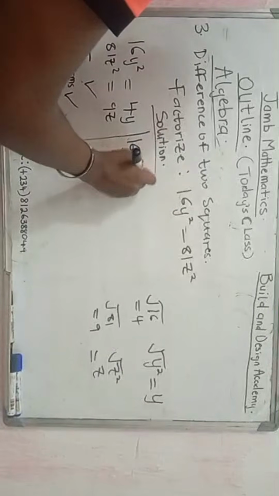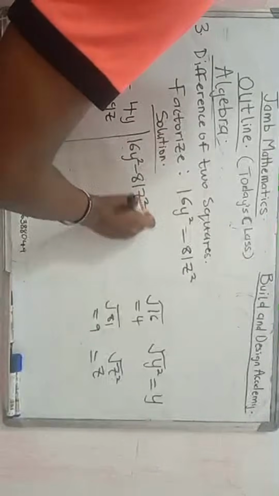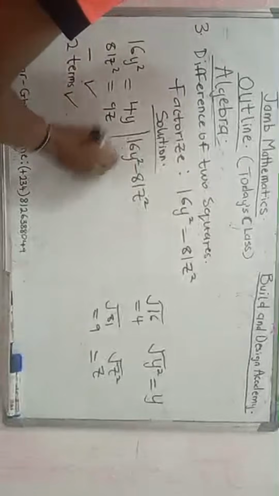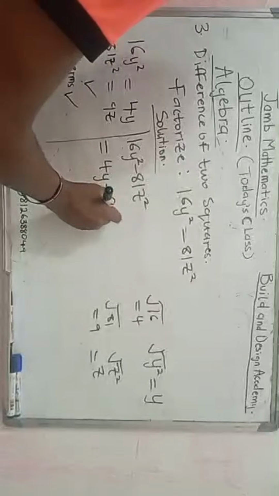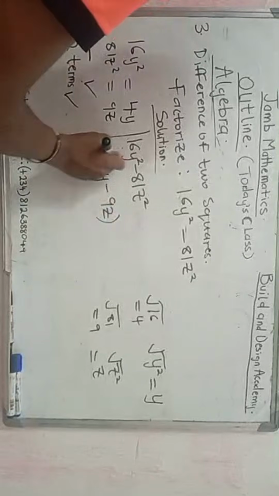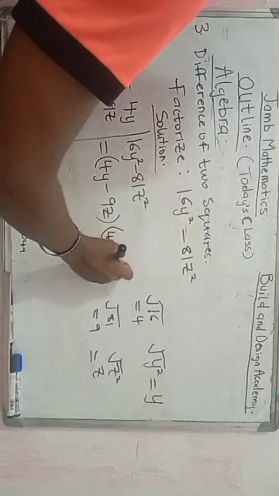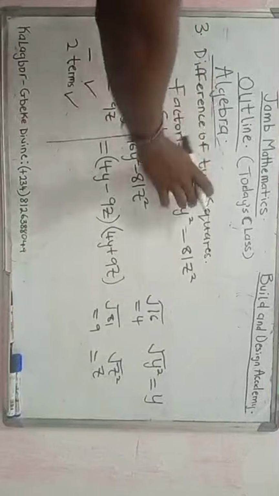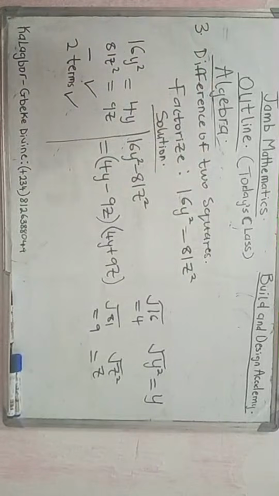So we can see that this expression, 16y squared minus 81z squared, will be equal to 4y minus 9z into 4y plus 9z. So we simply apply the difference of two squares to this example. Very simple.